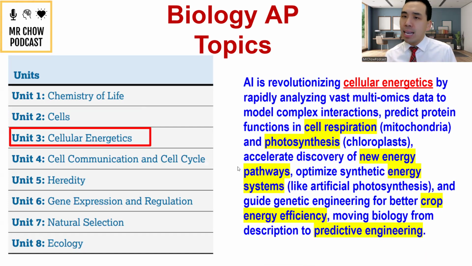As we look at cell energetics, we look at energy, ATP, cell respiration, photosynthesis. What's going on? Take a look and read along as I read this to you. It predicts protein functions in cell respiration, like in the mitochondria. Within the mitochondria, we look at photosynthesis, chloroplasts. We look at the accelerating discovery of new energy. We look at synthetic energy systems. We look at better crop efficiency. We look at predictive engineering.